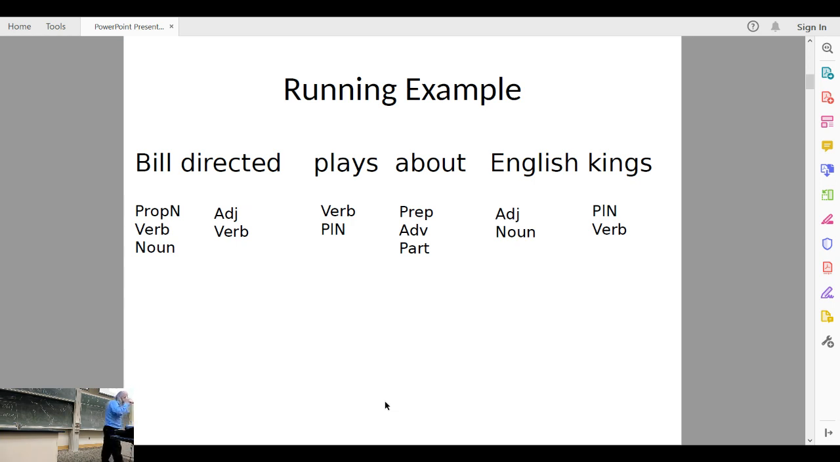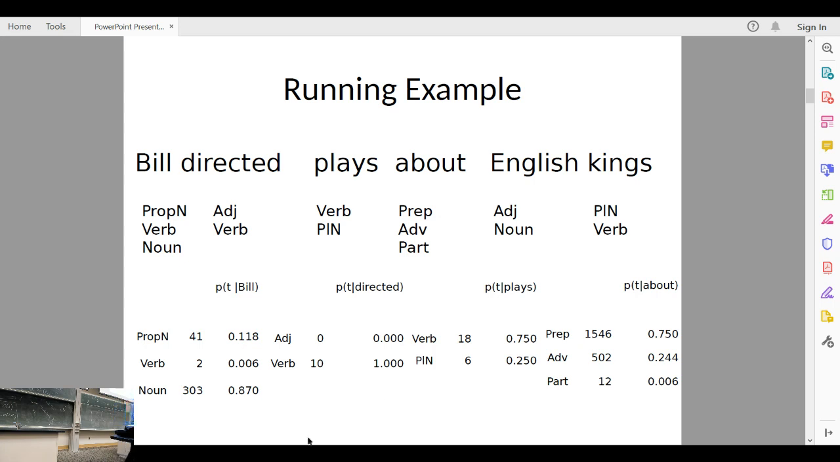Okay, so now, clearly there are different probabilities for each of these possibilities, okay? The word bill has a probability of being a proper noun, a probability of being a verb, a probability of being a noun, and they're different. Okay?